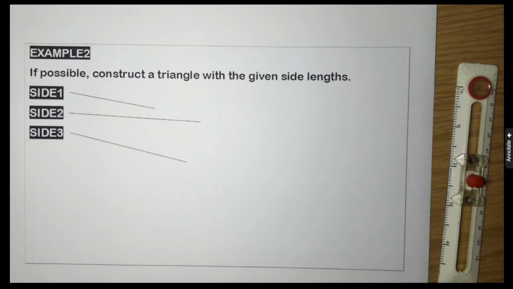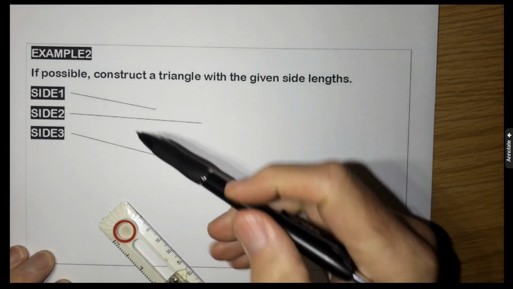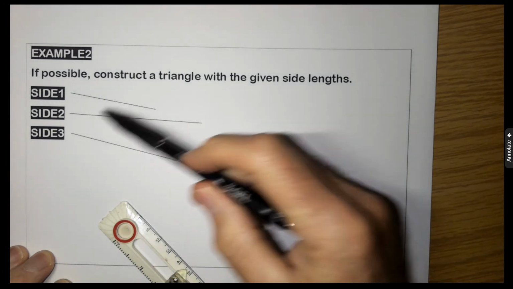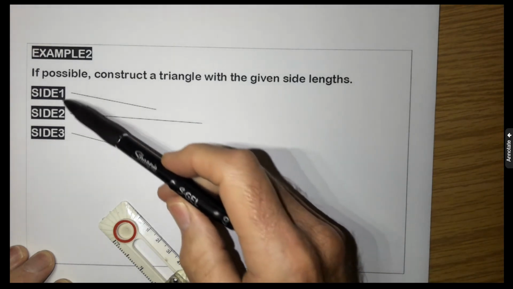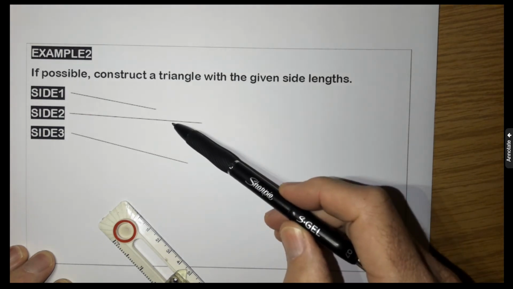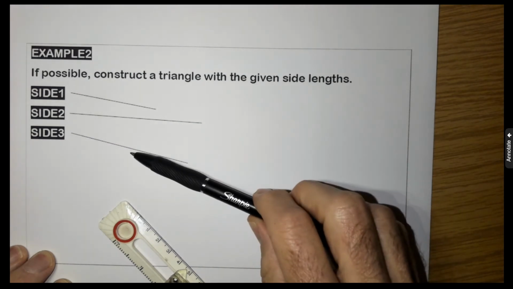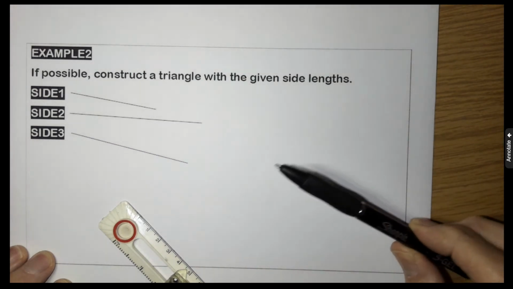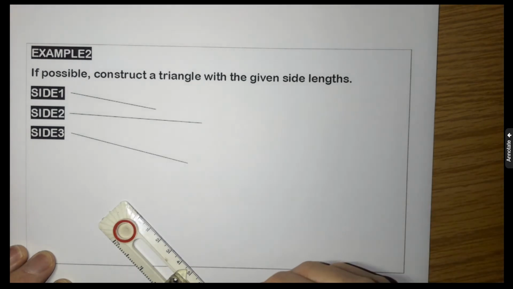If possible, construct a triangle with the given side lengths. Well, it looks like this is going to be possible because in my mind, if I imagine side 1 and 2 and I put them together, that will be longer than side 3. If I imagine side 1 and 3 together, those two together will definitely be longer than side 2. And if I imagine putting side 2 and 3 together, those two will be longer than side 1. So it looks like every two sides that I could pick of the triangle will be longer than the third side, which means it is possible to construct a triangle.